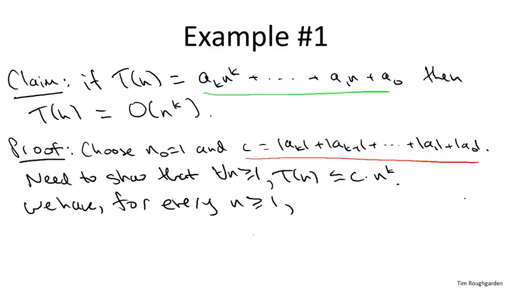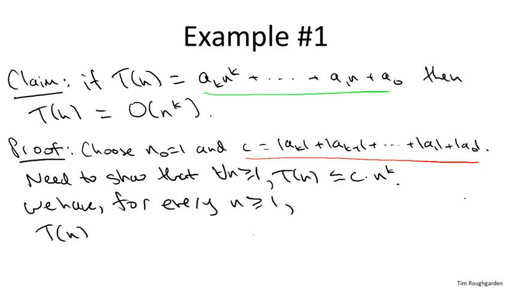So we're going to start on the left-hand side with T of n, and now we need a sequence of upper bounds terminating with c times n to the k for our choice of c, underlined in red. So T of n is equal to this polynomial underlined in green. So what happens when we replace each of the coefficients with the absolute value of that coefficient? Well, you take the absolute value of a number, either it stays the same as it was before, or it flips from negative to positive.